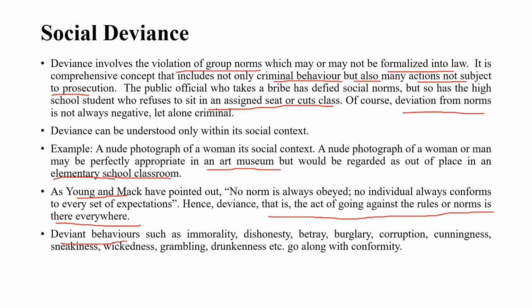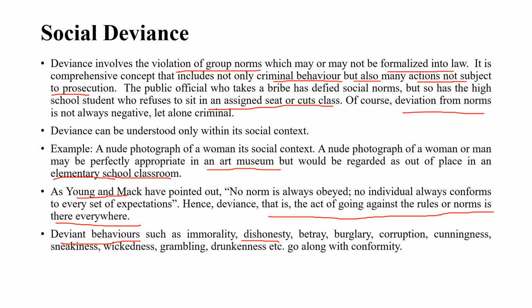Now, there are some examples of deviant behavior, like immorality, dishonesty, where you lie about something. For example, in a classroom, if you're not coming, sometimes you say that you were not well, even though you had some other work that you did not want to express, so you give the example of being unwell.